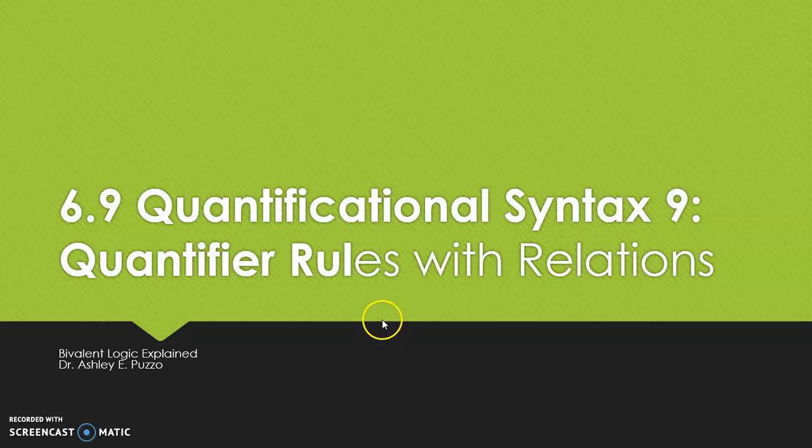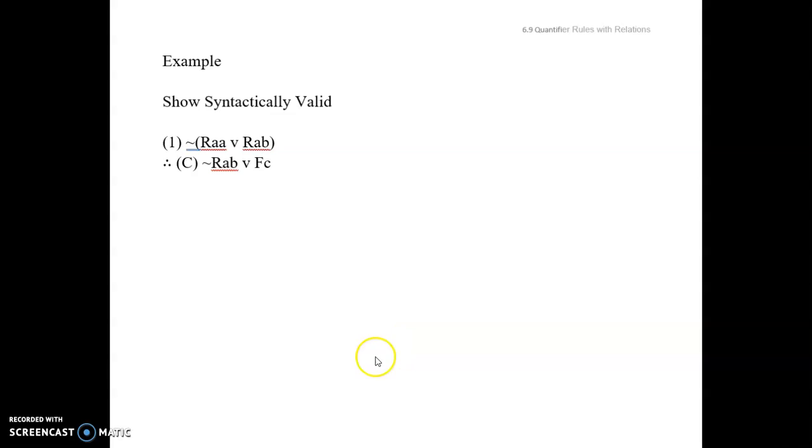Today we hit section 6.9 of the text, Quantificational Syntax 9. Here we explore how our quantifier rules like EI, EG, UI, UG, quantifier negation, and so on work in the context of quantificational sentences involving relations. So let's rock.